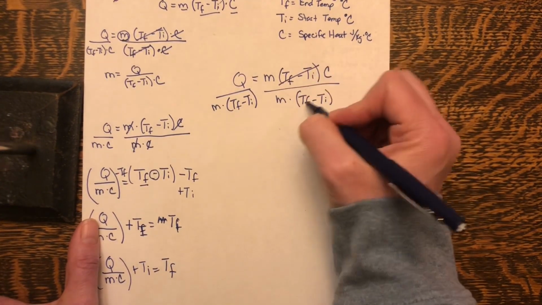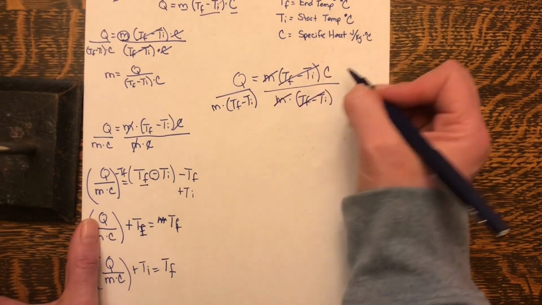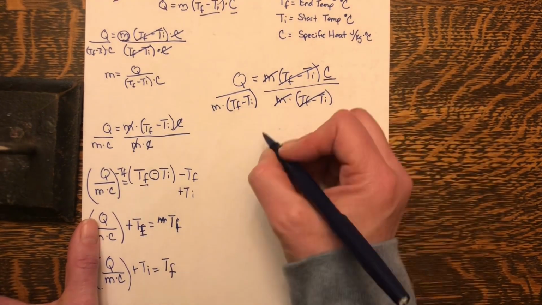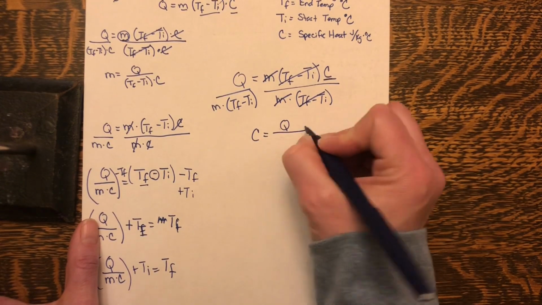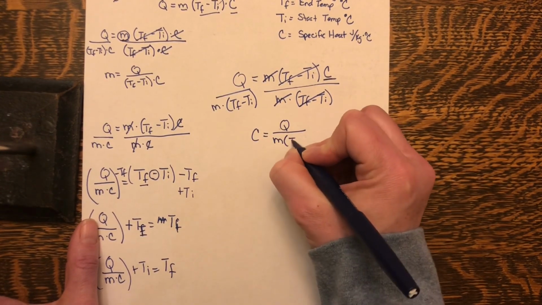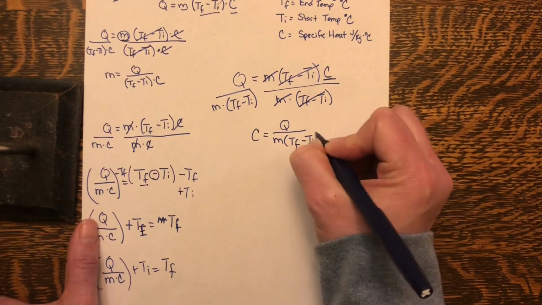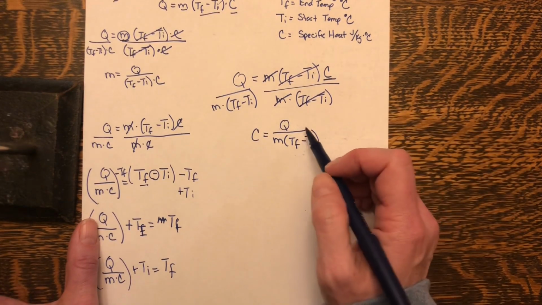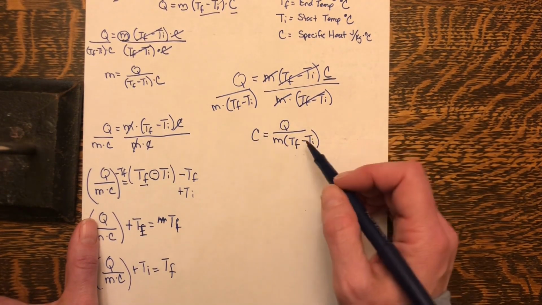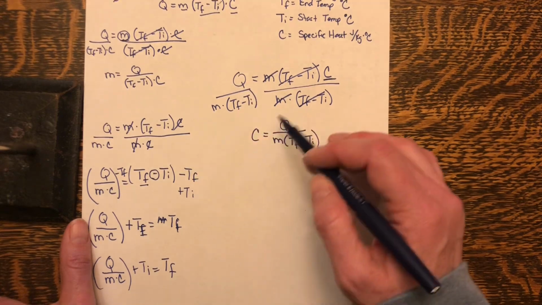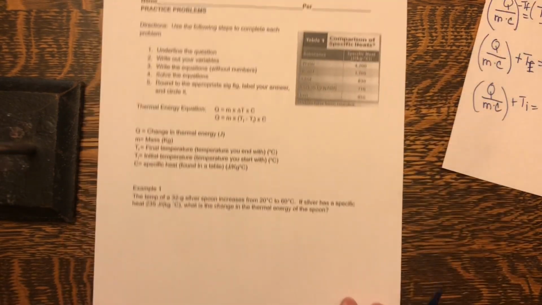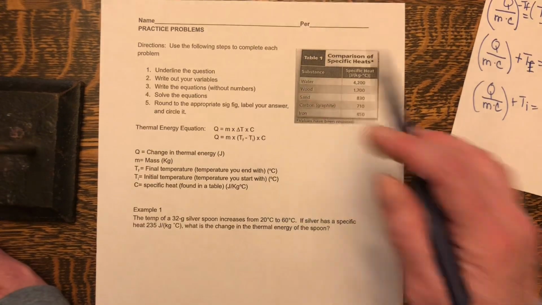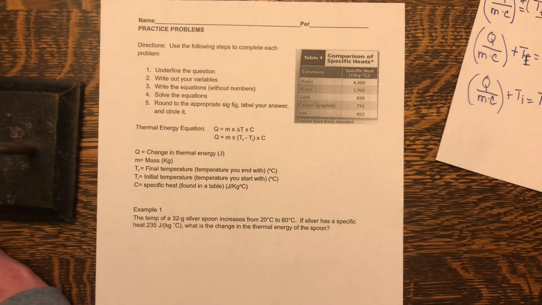Okay, this is going to cancel, this is going to cancel, that'll cancel, that'll cancel. I have that all by itself, and so my equation is specific heat equals my thermal energy divided by my mass times my temperature final minus my temperature initial. Okay, and so those are the equations that you want to have written down to help you when we start doing our actual problems. So these are our practice problems for thermal energy.